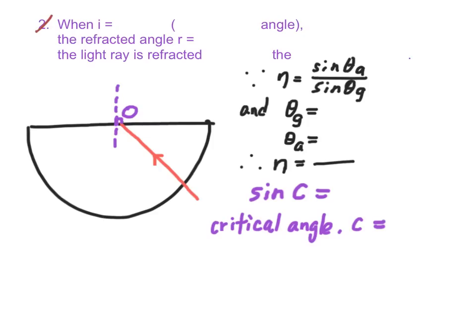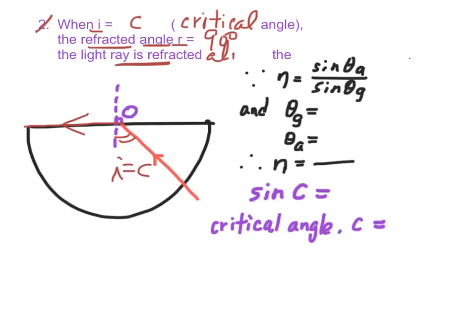Second, when I increase I to a value such that I equals C, we say C is called the critical angle. The reflected angle R becomes 90 degrees, and the light wave is reflected along the boundary.